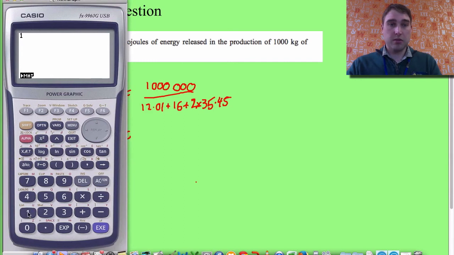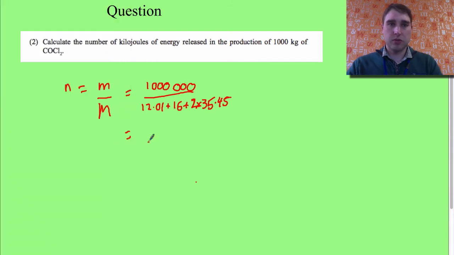So 1,000,000 divided by 12.01 plus 16 plus 2 times 35.45. That is equal to 10,110 mole.